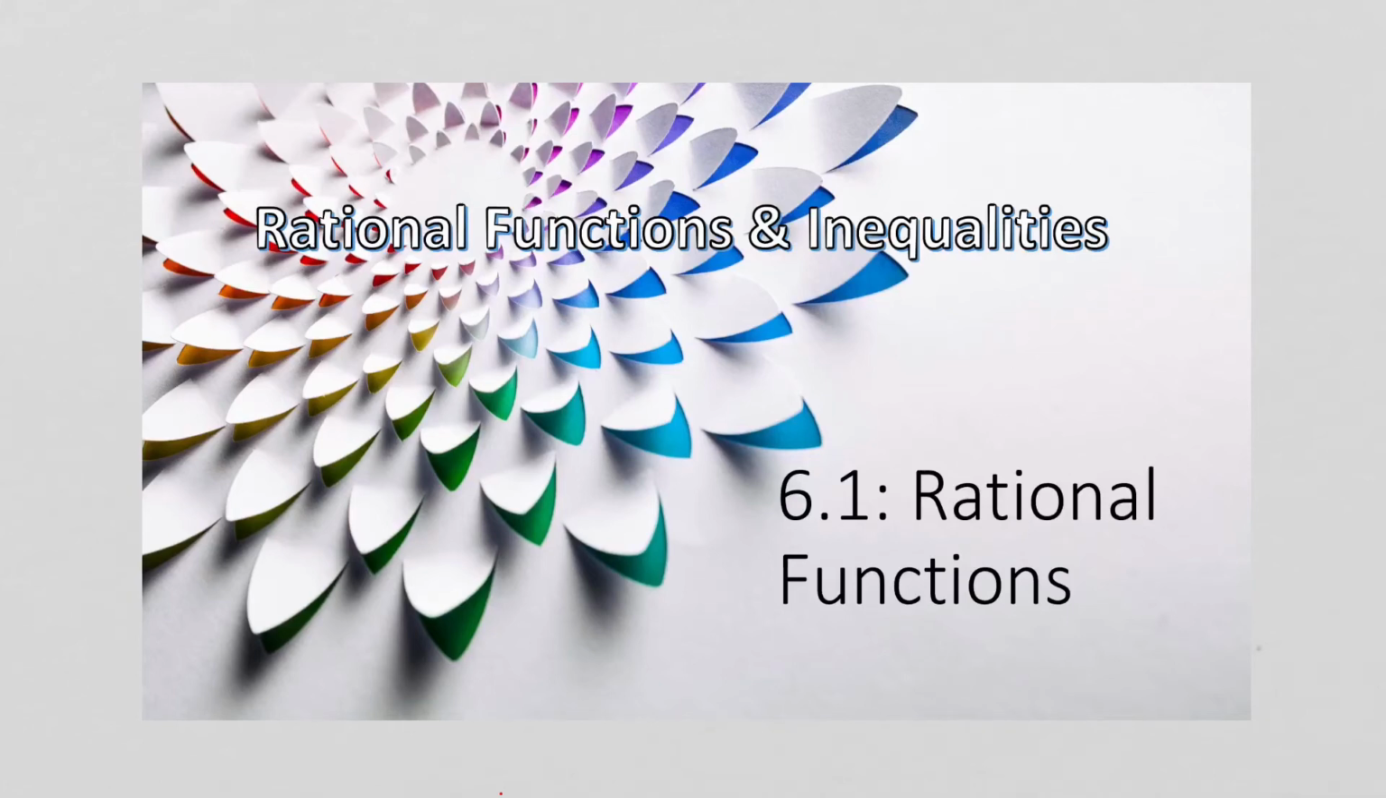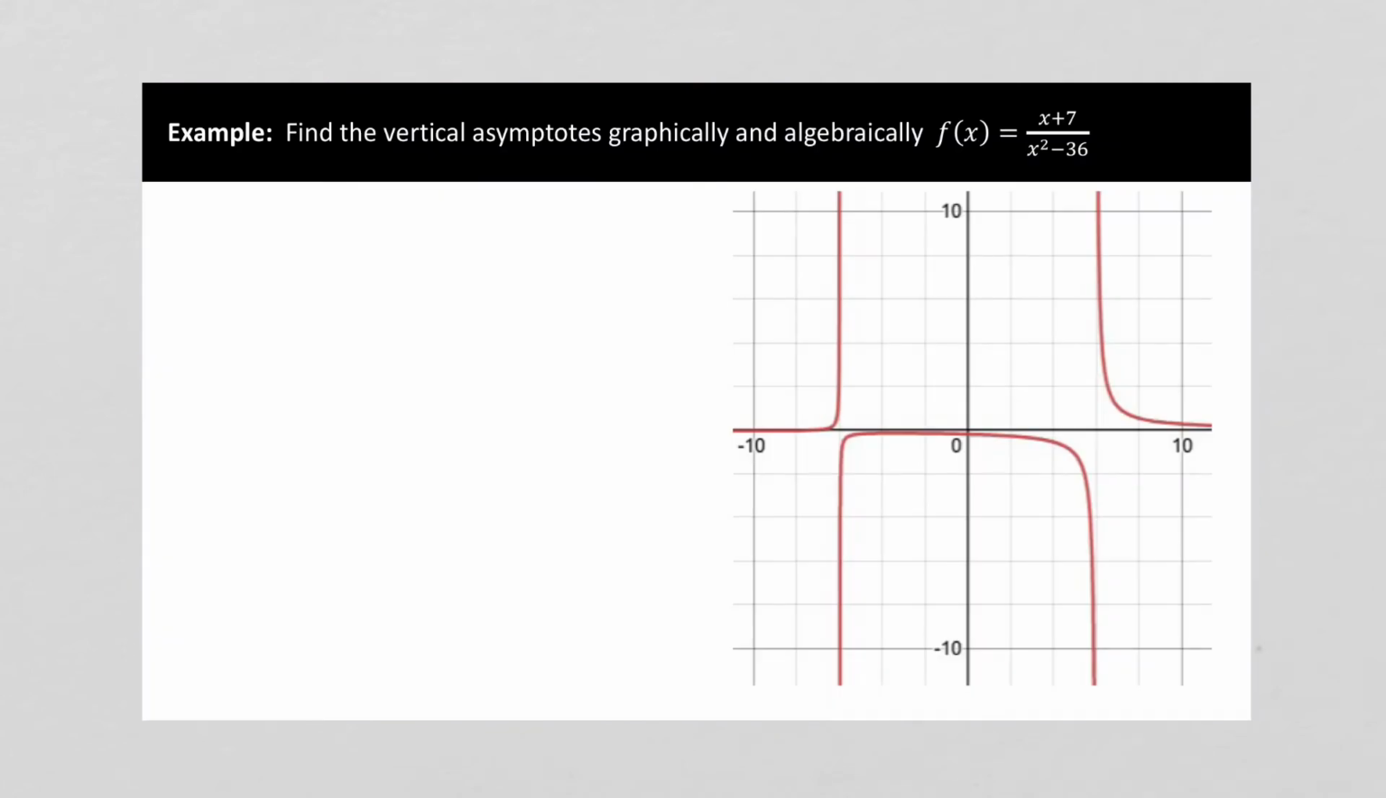Today's section is on rational functions. First, we want to be able to find the vertical asymptotes, both graphically and algebraically. So graphically, we just look at the graph. The vertical asymptotes are anywhere the graph is undefined.